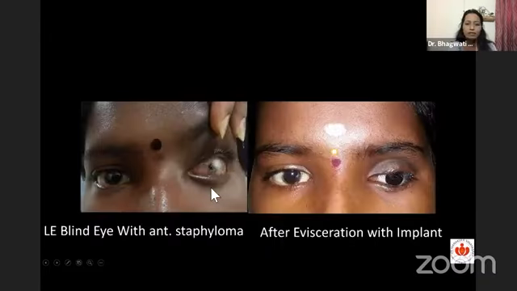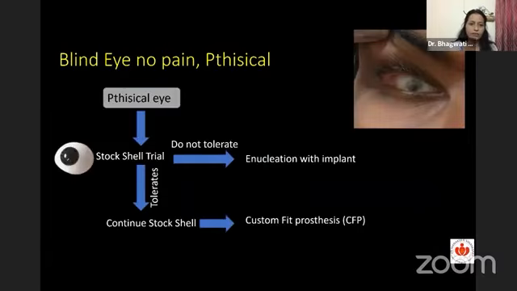Now, this is a patient having an anterior staphyloma. In this condition, we did evisceration with the implant. But if the anterior staphyloma is covering most of the sclera, then you can also think about doing enucleation with implant in such cases.